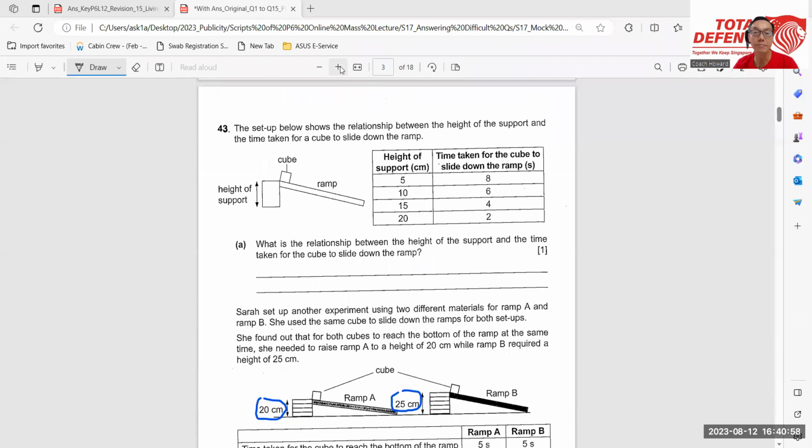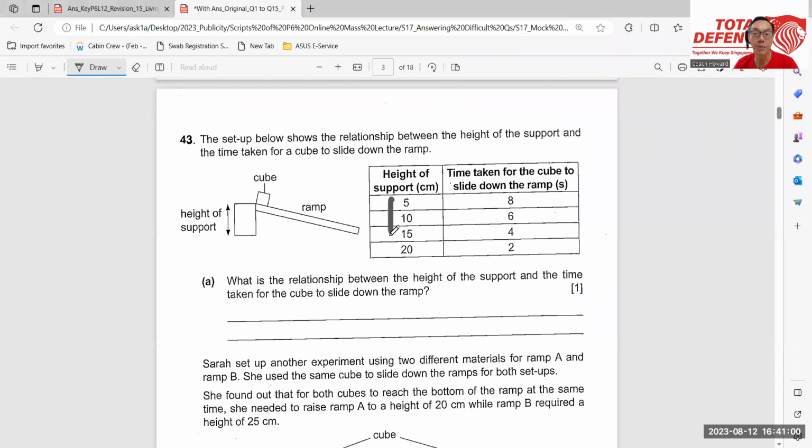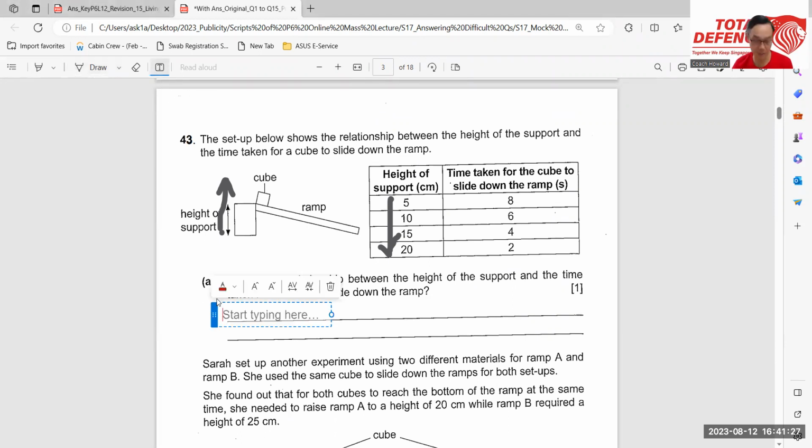Okay, in this setup, you can see the support increases in height. So this part is being elevated higher each time. And the time taken for the cube to slide down actually decreases because it's steeper, right? So this one, they ask you to state the relationship. Okay, so you mentioned very straightforward. This one is giveaway marks. So in the exam, if such a thing occurs, you should be able to secure the full marks for such questions.